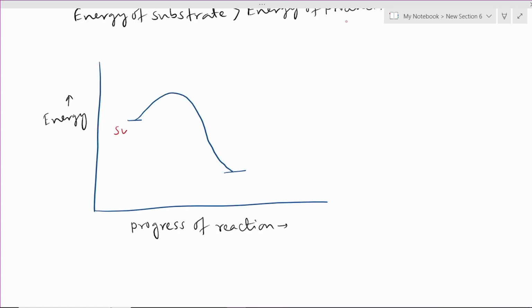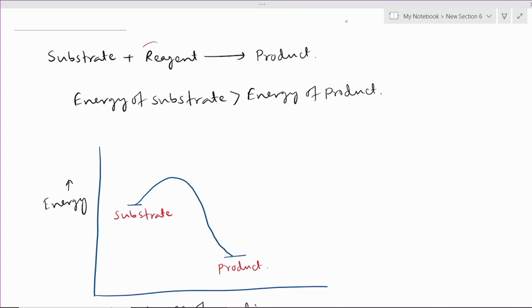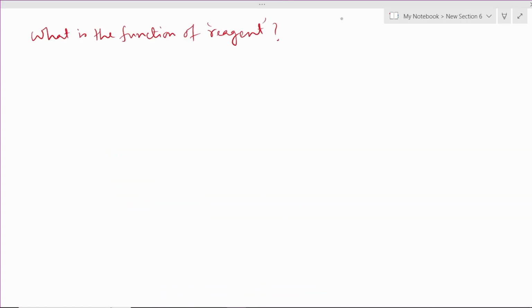So this is a substrate and this is the product. We can see that the energy of substrate is much higher than the energy of product. That's why upon reaction the substrate loses some energy and is converted into product and gains some stability. Now, what is the function of reagent? Reagent actually increases the energy of the substrate.